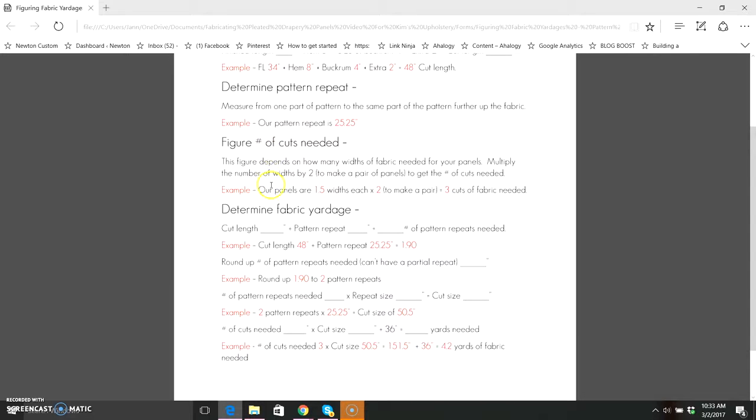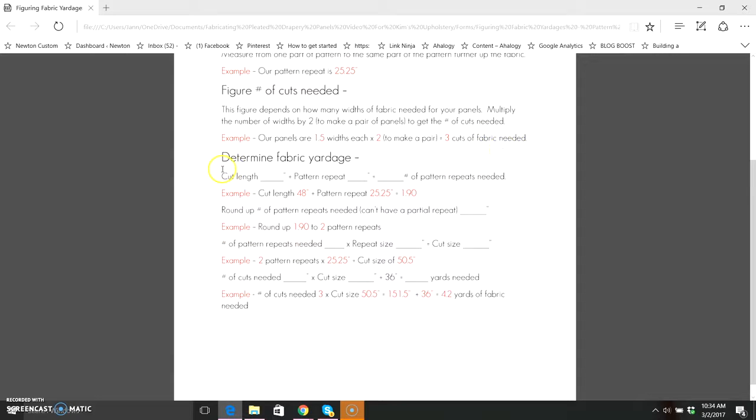Next, you're going to need to figure the number of cuts needed. And this figure will depend on how wide you want your panels to be. You would want to multiply the number of widths you need for your panels by 2 to make a pair of panels, and that would give you the number of cuts needed. In our example, we want our panels to be 1.5 widths, we're going to multiply that by 2 to make a pair, and so we know we need 3 cuts of fabric.